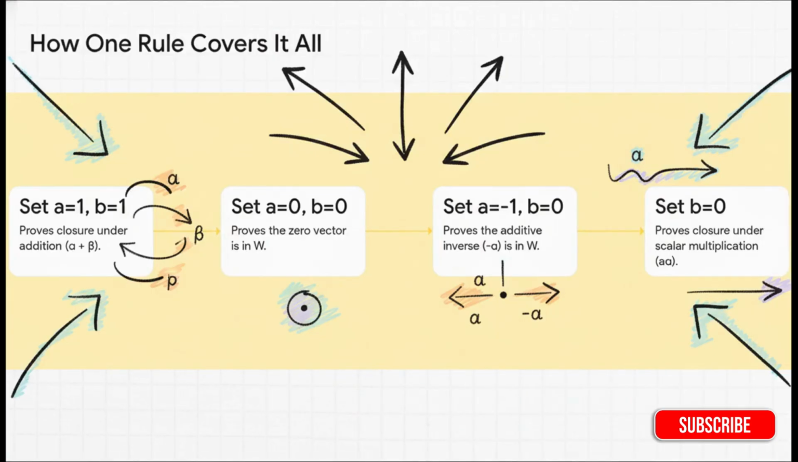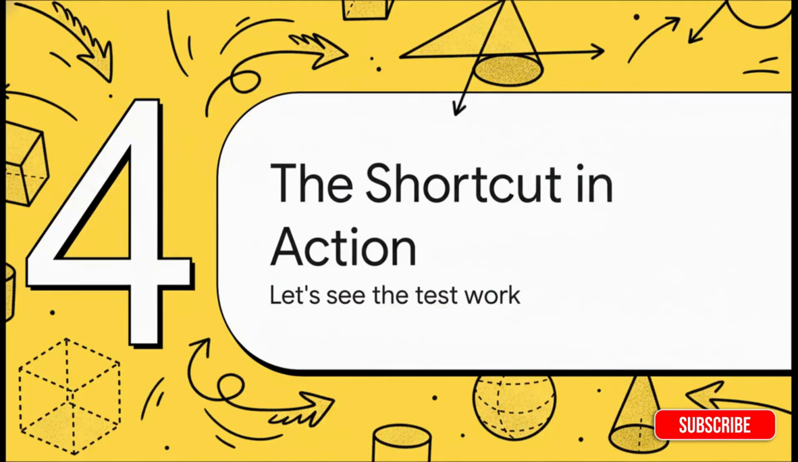Check out how this one rule does all the heavy lifting. By just playing around with the values of A and B, we can prove all those other axioms we were worried about. You want to check for closure under addition? Just set A and B to 1. Want to make sure the zero vector is in there? Set them both to 0. It's just so efficient. Okay, so theory is one thing, but this shortcut really shows its stuff when you see it in action. So let's run through a few examples and see just how clean and simple this makes everything.